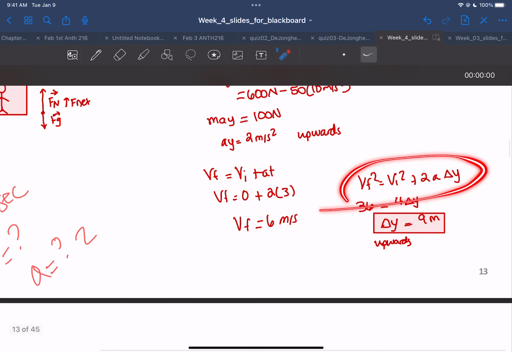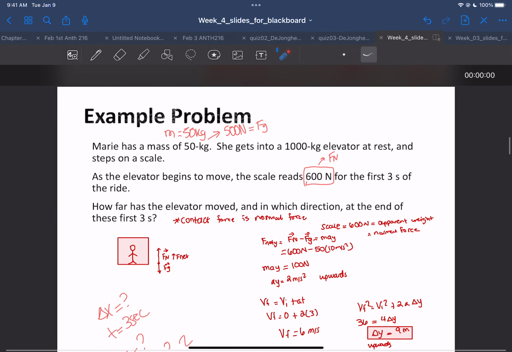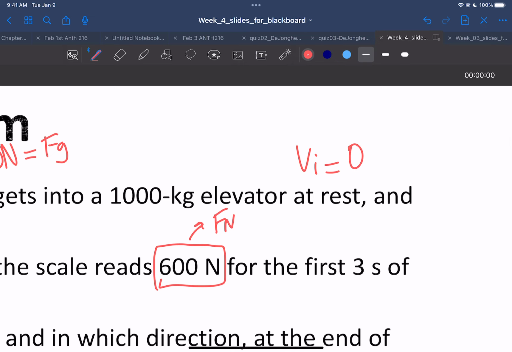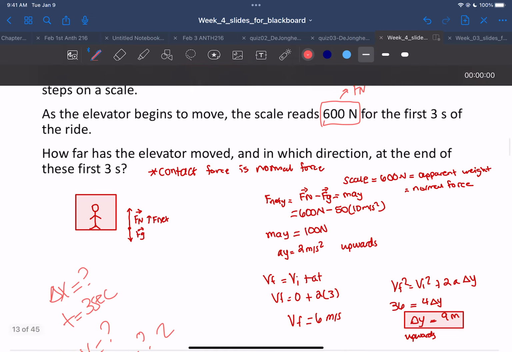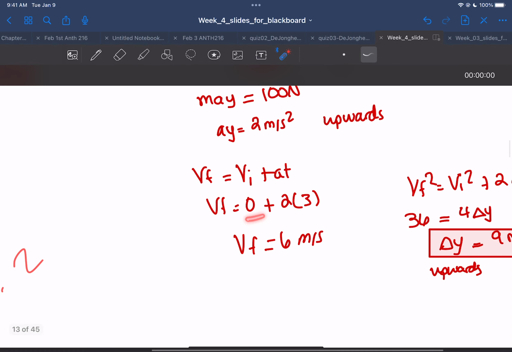So we could use this equation, but we don't know what her final velocity was, right? We don't know after 3 seconds how fast she's moving or how fast the elevator is moving, right? But we do know that the elevator starts at rest. Whenever something starts at rest, then you know that your initial velocity has to be 0 meters per second, right? So if we can use that, you can use this equation. We know that 3 seconds has elapsed. We know that we're accelerating at a rate of 2 meters per second squared, and our initial velocity is 0.